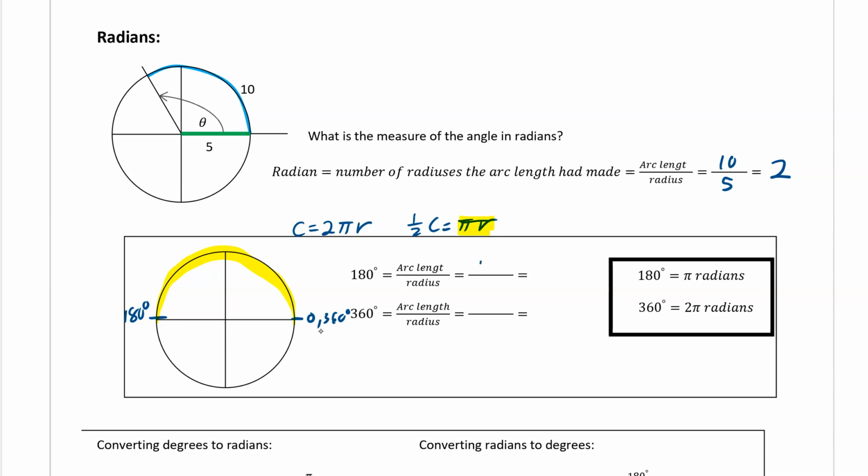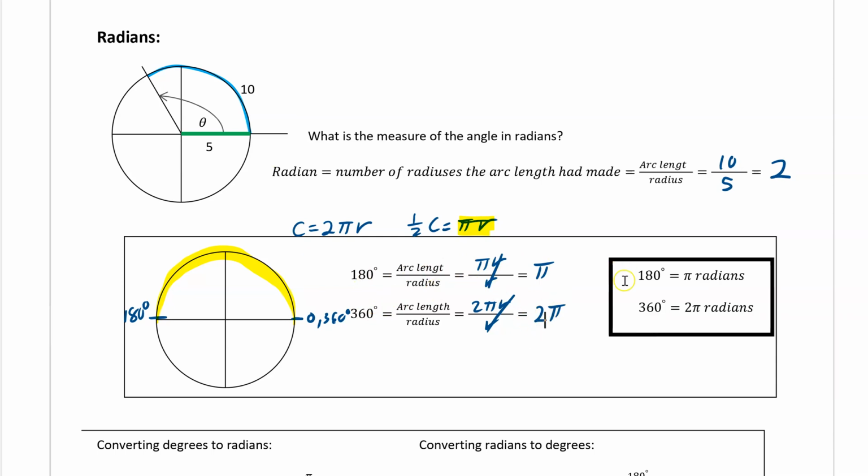So our arc length would be pi r, and the radius would be r. So if they cancel, you get pi. So 180 degrees is pi. And then again, 360 is all the way around. So that would be 2 pi r divided by r, which is 2 pi. So 180 degrees is pi. 360 is 2 pi. And that's our relationship.